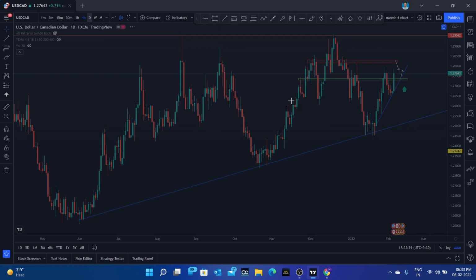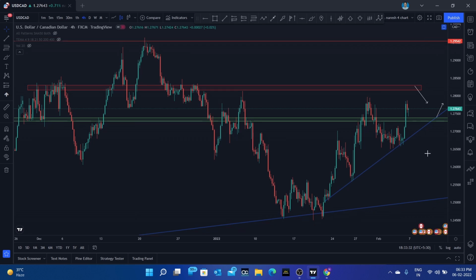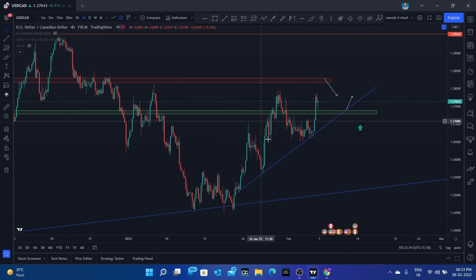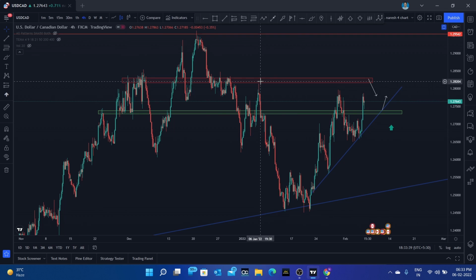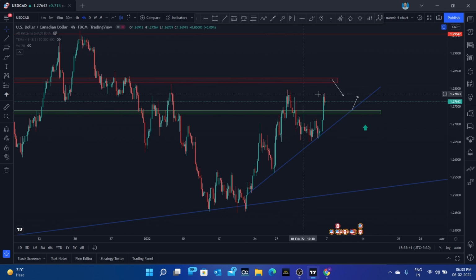So what we can understand from this is that it is in an uptrend. We can draw a trend line here, and we are also approaching a major resistance area. So what I'm expecting is, we can't enter here, guys. Let the price go up to this level and let it retrace to this trend line or to this support area. If it comes to this support area and makes some kind of bullish formation, you can go for long entries in USDCAD, guys.